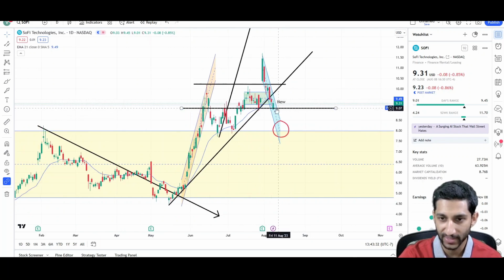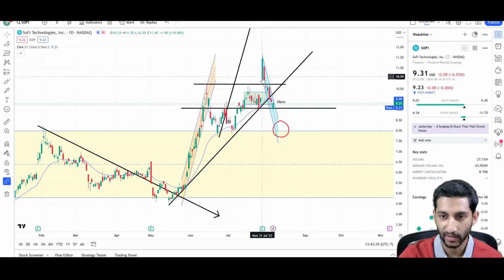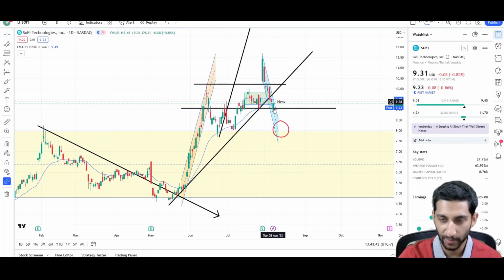So the couple of drawings that are new since last week. The two new drawings I added was this blue downward channel. That just represents the price dropping in a straight line. Basically, at least right now, it's moving at a sharp pace lower. So that's what this blue channel represents.